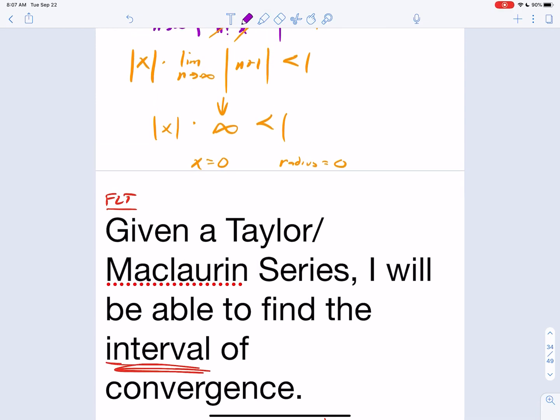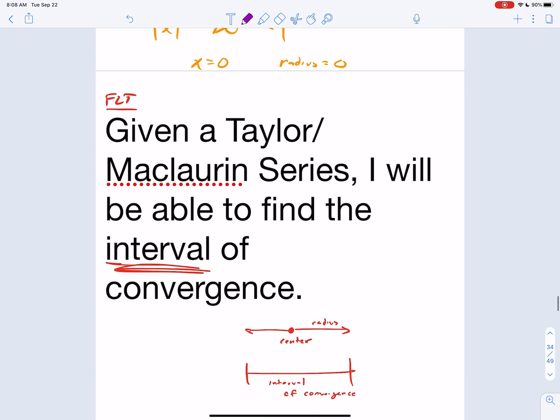Hey guys, this is our FLT for today for notes number 8. Go ahead and write it down. Given a Taylor-Maclaurin series, I will be able to find the interval of convergence. So notice how it's very similar to the previous lesson. Actually, it's very closely connected, okay?